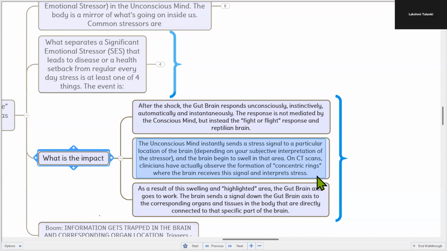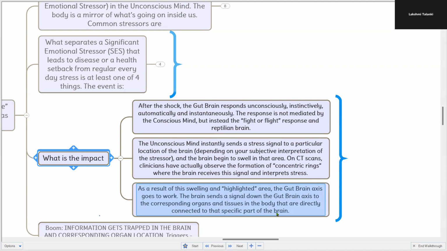As a result of this swelling and highlighted area, the gut-brain axis goes to work. That means the path of the gut-brain connection is triggering a scenario. The brain sends a signal down the gut-brain axis to the corresponding organs and tissues in the body that are directly connected to the specific part of the brain. Clear?